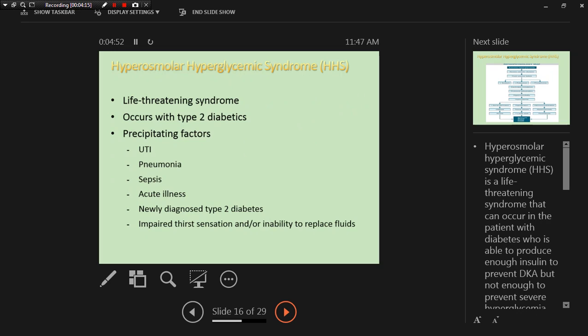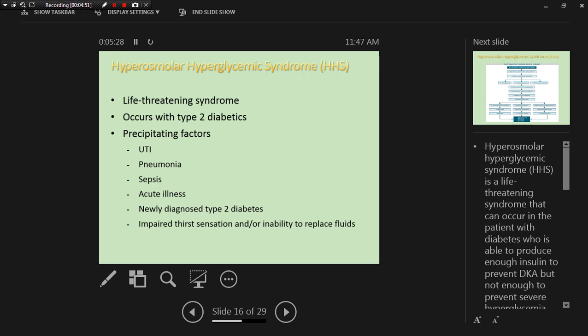So HHS is a life-threatening condition, right? Because of the severe dehydration, the severe elevations in the blood sugars. Like we said, usually infections, okay? Older patients. And the fluid loss can be so significant, not only because it's gone on for too long, but because their sugars are much higher with HHS. So if the sugars are higher, you've got more of an osmotic pull. So they're going to be urinating a lot, just as much, if not more, than DKA.